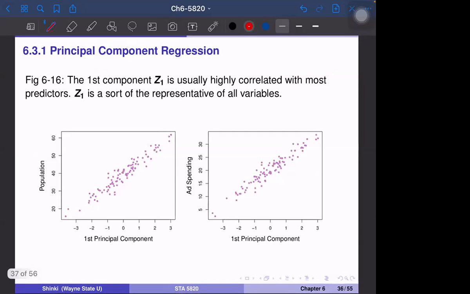And the first principal component, Z1, usually has a large positive or negative correlation with each of the predictors, X1 and X2. So Z1 is highly correlated with X1, and Z1 is also highly correlated with X2. Sometimes we have a negative relationship, but usually the correlation coefficient is large in terms of absolute value.